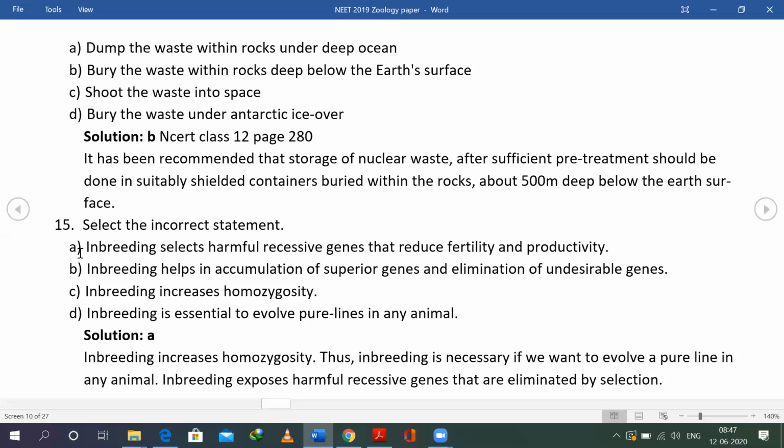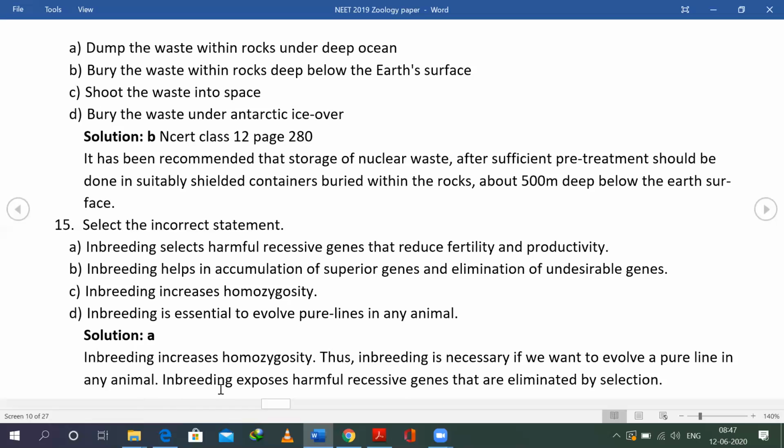So among these, the first one is the incorrect one. Yes, so why it is incorrect is, inbreeding doesn't select the harmful genes, it eliminates them. So here, option A. This is also a direct question in a paragraph of NCERT. We'll just go through it for your benefit. Inbreeding increases the homozygosity. A direct line here. Yes, increases the homozygosity. Thus, inbreeding is necessary if you want to evolve a pure line in any animal.